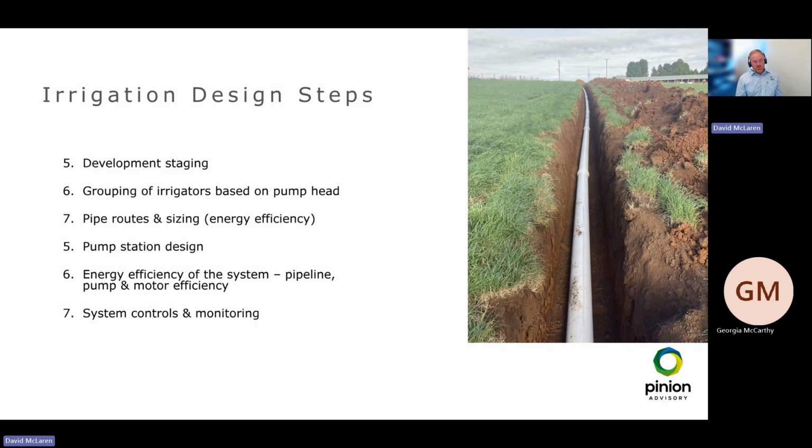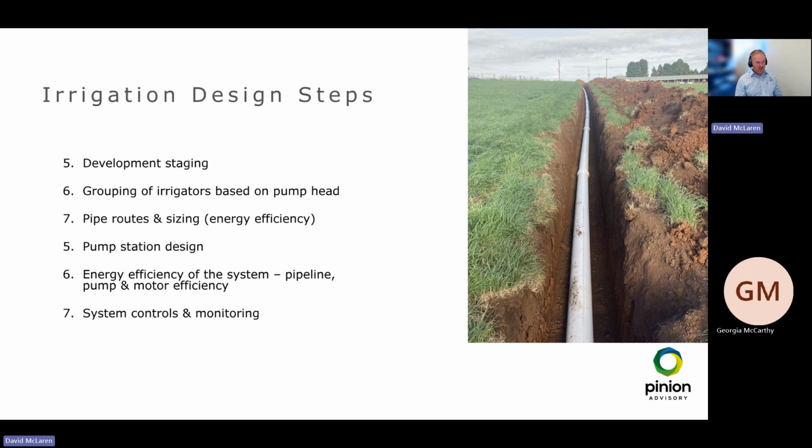Then it comes to step number 6, energy efficiency of the system. So I've already discussed pipeline efficiency, like flow rate and the velocity in the pipeline. But also you want to select motors with a good motor efficiency. So basically you're looking to optimize the system to run effectively and efficiently, because if it doesn't, it's going to cost you money in terms of energy for the duration of the system.